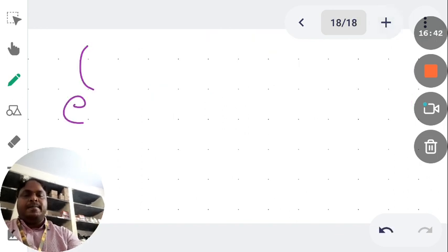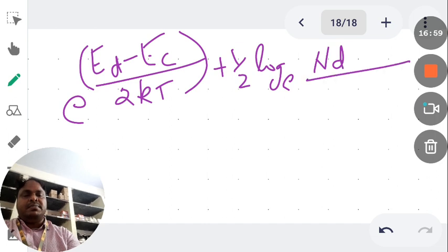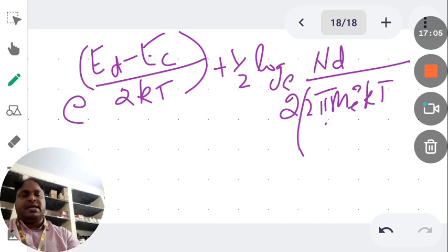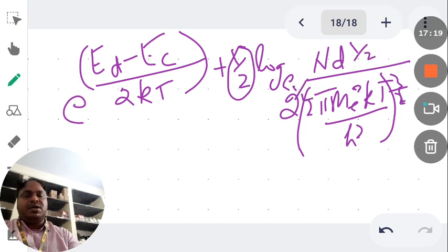So E power (ED minus EC) divided by 2 KT. Right? So what did we have? So plus 1 by 2 log exponential ND by 2 into 2 pi me star KT by h square power 3 by 2. So in order to solve this equation, I am going to make this half go over here, also over here, and 3 by 2, 2 will become 3 by 4.